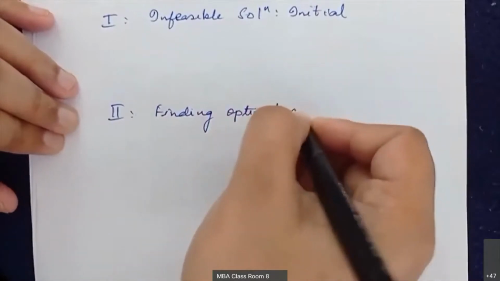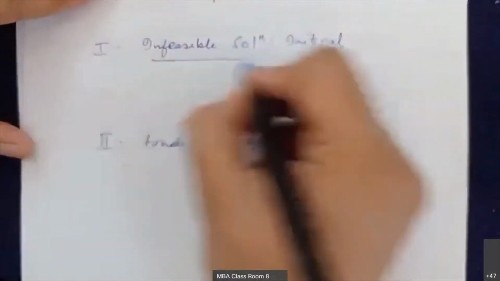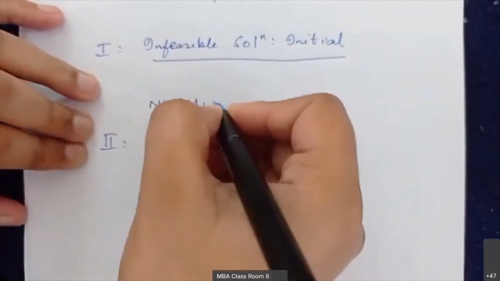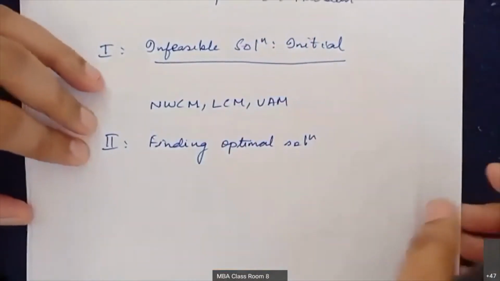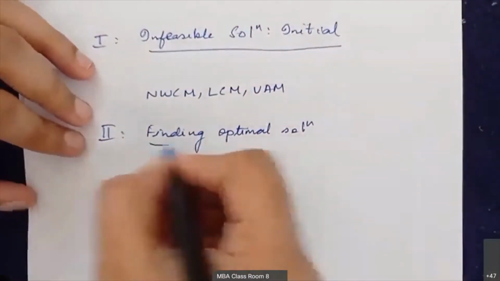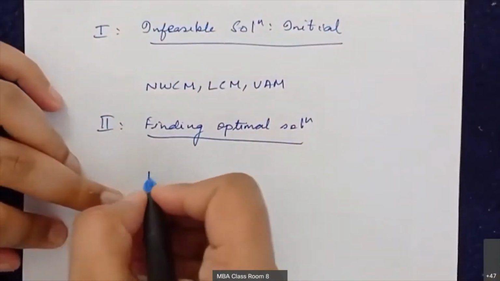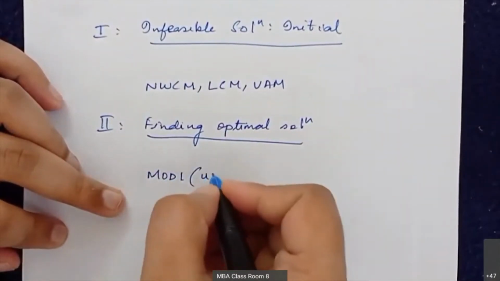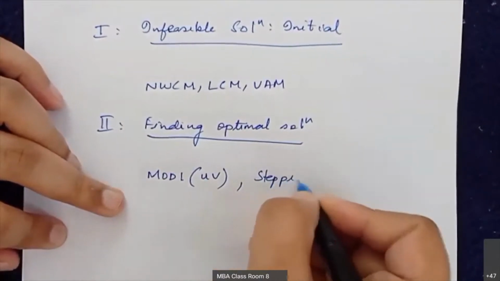For finding the initial feasible solution, we have three methods. What were they? Northwest corner method, least cost method, and Vogel's approximation method. And for finding the optimal solution, which is the second phase, again we had two methods. One is the MODI method, which is also called the UV method. The other one is the stepping stone method.